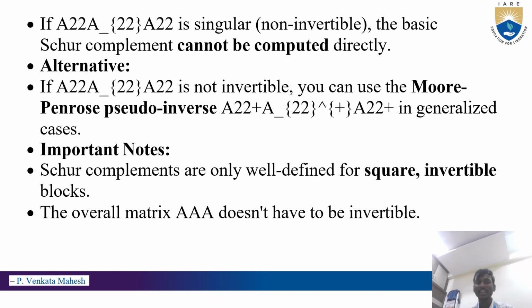So that is what the line is simplifying for us. If A22 is singular, that is non-invertible, it cannot be computed directly. If it is non-invertible, the Schur complement cannot be computed this way. We need to find the Moore-Penrose pseudo inverse for that, which is A22 positive for the given element in the matrix A22, that is, the second row second element.